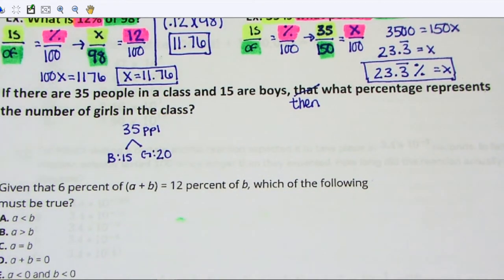Okay, so boys plus girls would be total people. So that is 35 total people. And we're trying to figure out what percentage represents how many girls are in the class.